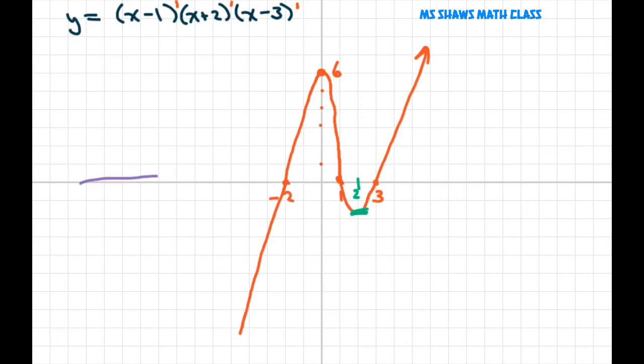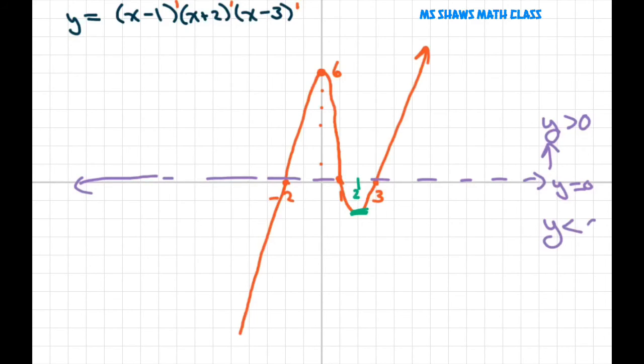And the last thing we need to do is determine where our graph is, with this being the line y equals 0. We need to know where the graph is above y equals 0 and where the graph is below y equals 0, and y is f of x. So f of x is positive right in here, and that's from negative 2 to 1, looking at your x values. Also here, from 3 to infinity. So in this area, it's positive.